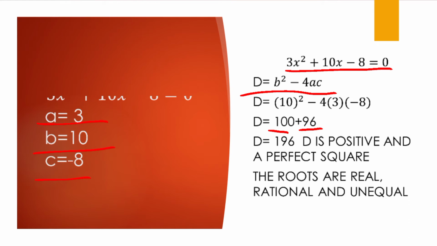So, therefore, we have 100 plus 96. So, the discriminant is 196. 196 is positive and a perfect square. So, therefore, the nature of roots are real, rational, and unequal.